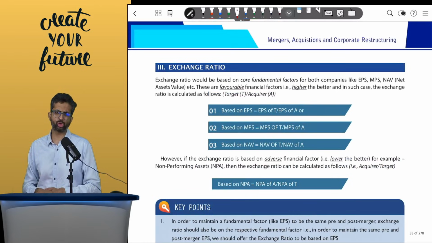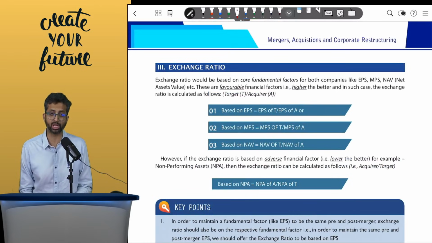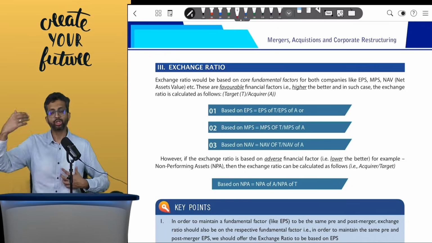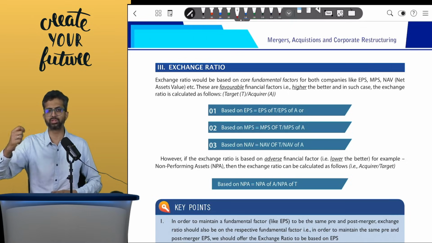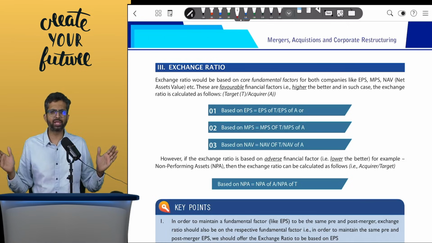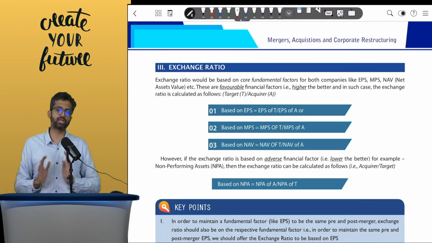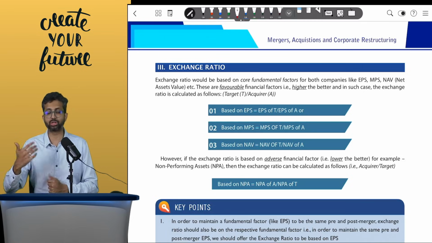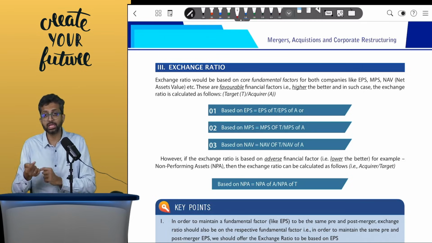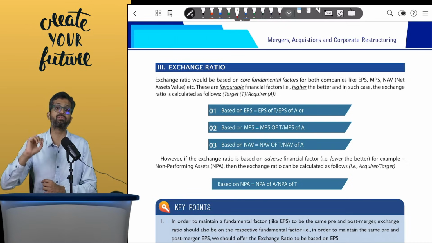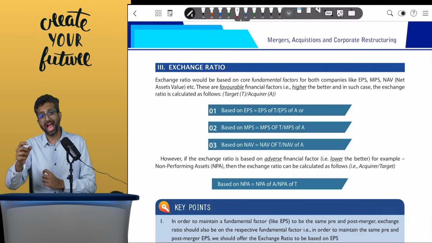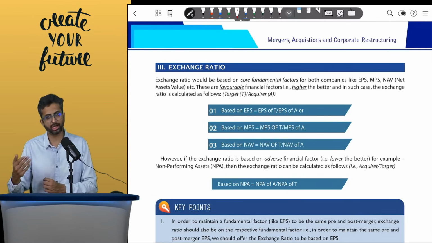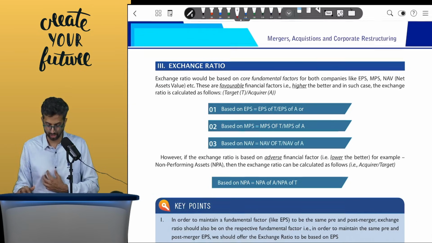Next you go to exchange ratio. Usually exchange ratio is calculated as a factor of the target divided by the factor of the acquirer, provided it is a favorable financial factor like market price, higher the better, EPS, higher the better, book value per share, higher the better. All of these are favorable financial factors. You would take, let us say, EPS of the target upon EPS of the acquirer to find the exchange ratio. If there are multiple exchange ratios and weights are given, you will find a weighted average exchange ratio. However, if one of those exchange ratios is based on an adverse factor like NPA, then you will take the NPA of the acquirer divided by the NPA of the target to find the exchange ratio, and you will use that exchange ratio for the purpose of finding the weighted average swap ratio.